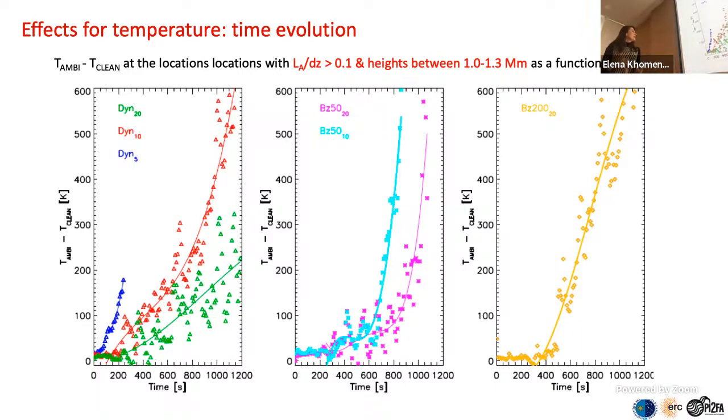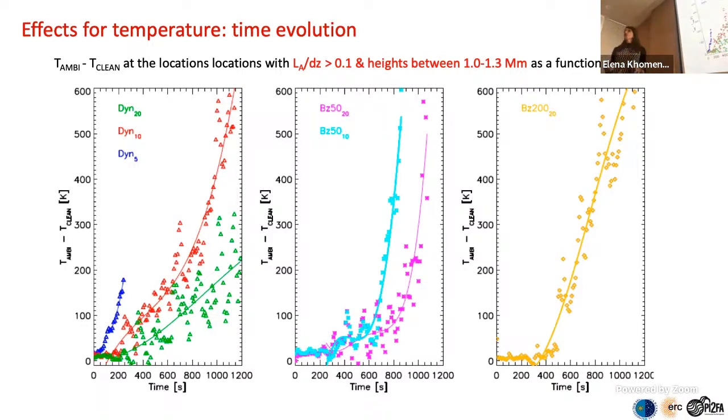The important thing is that for higher resolutions, the slope of this curve is different. Progressively higher resolutions give you progressively higher slopes, meaning that, for example, for this dynamo at 5 kilometers, I couldn't run longer because I ran out of computing time, we would have an even higher increase, which means that we need to go to even higher resolutions to resolve this effect further.